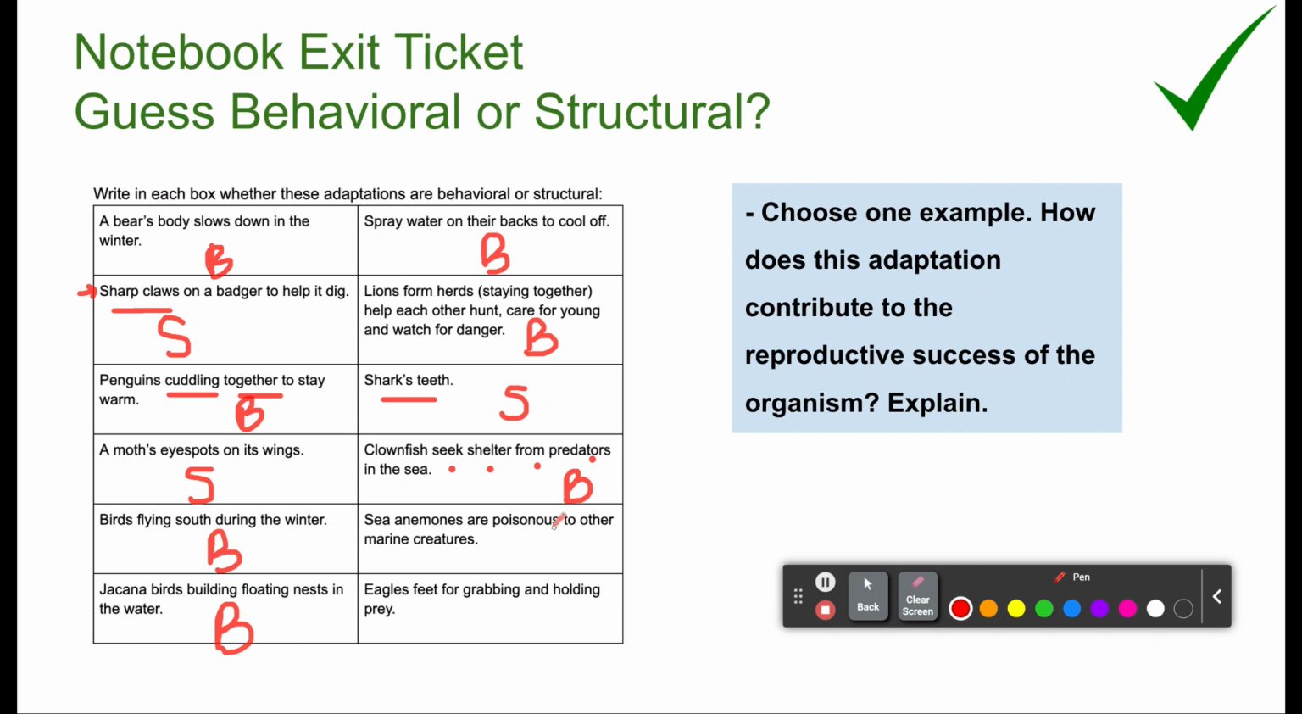Sea anemones are poisonous to other marine creatures. If they're poisonous, that is a structural, a physical trait for them. Eagle's feet, structural. Go ahead and update your notebook if you haven't. And you will see some of these on your formative. You can correct them as well.